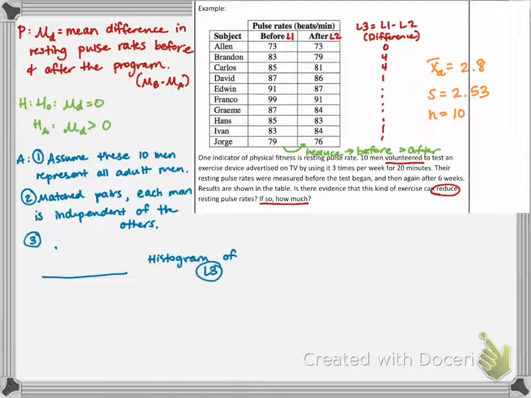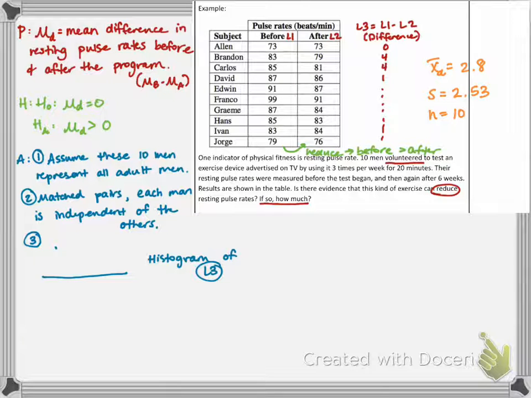So in your calculator, press second y equals to go to the stat plot. You're going to turn plot 1 on. Make sure it looks like a histogram, and then instead of your x-list being L1, your x-list is now L3. That's where your differences are. And then you're going to press zoom 9 and take a look at that histogram.